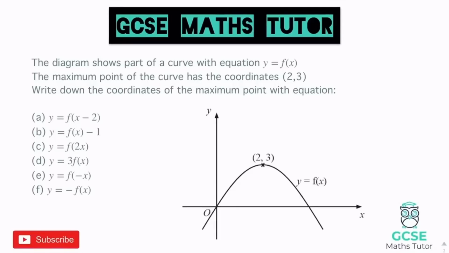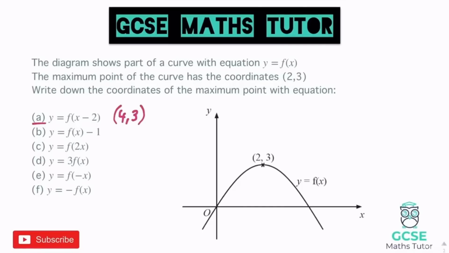So for part A there, it says f of (x minus 2). So that's inside the bracket, so it affects the x coordinate, and it does the opposite of what we'd expect. So it doesn't subtract 2, it adds 2. Okay, so it just does the opposite. So the x coordinate being 2 there, we would add 2 to the x coordinate, and that would make it 4. And the y coordinate's not going to change, so that would stay as 3. Okay, so that's the opposite of what we'd expect, and we add 2 to the x coordinate.